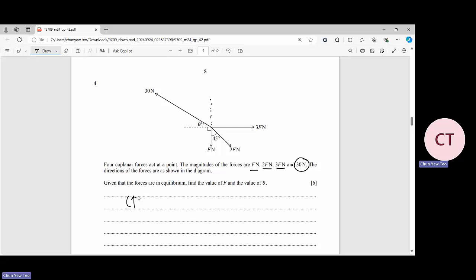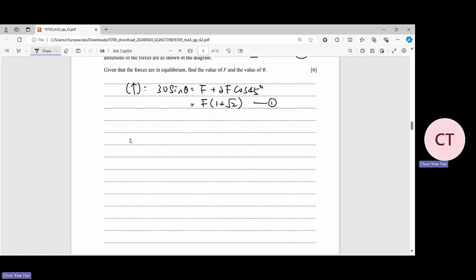We just need to resolve the forces vertically, and you have 30 sin theta is equal to F plus 2F cos 45. So we can just factorize the F out. Then you get this one as F(1 + √2). Okay, so this is equation number 1. Now you resolve the forces horizontally.